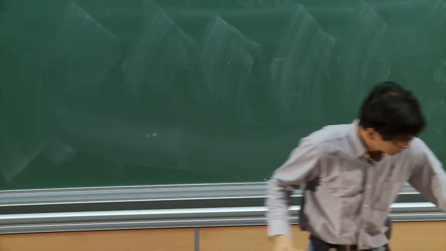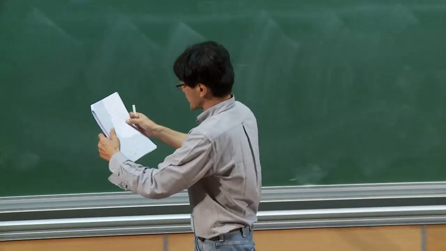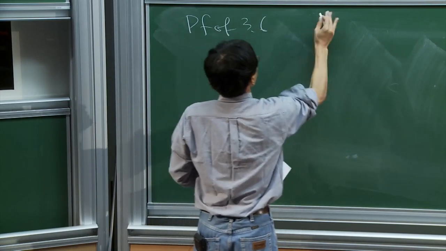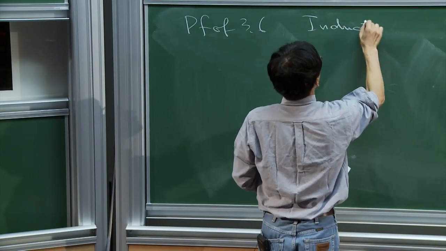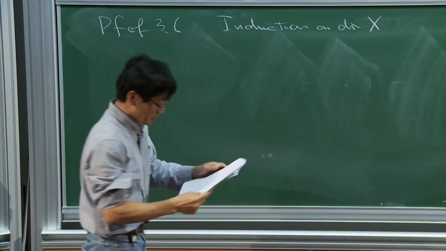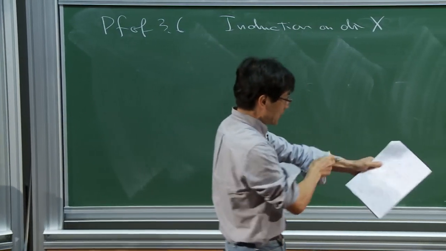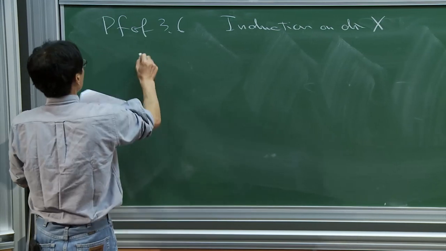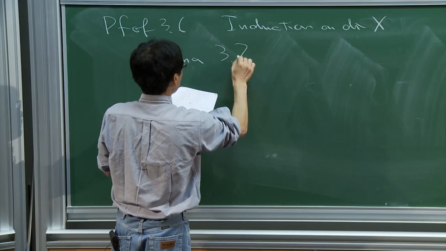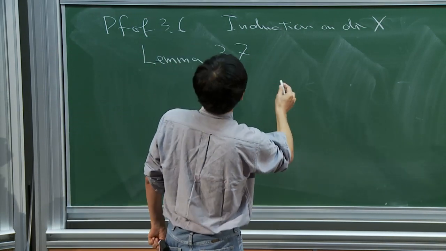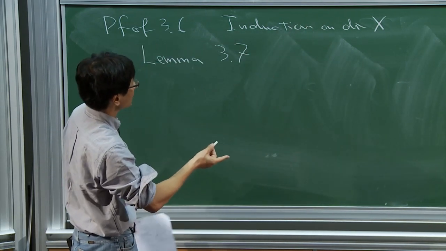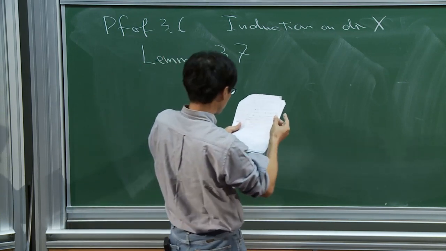Okay. So the proof is by induction. Proof of 3.6. So this is induction on dimension. And so if the dimension is zero, then there's nothing to prove, essentially. So I use the following lemma. So there, I take an embedding as yesterday, satisfying condition E as yesterday.